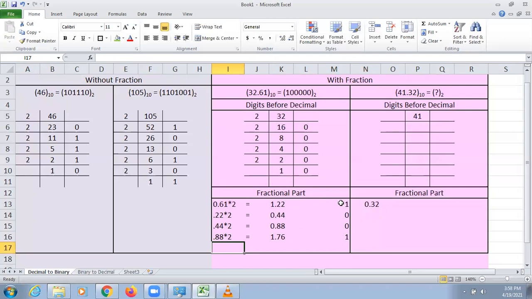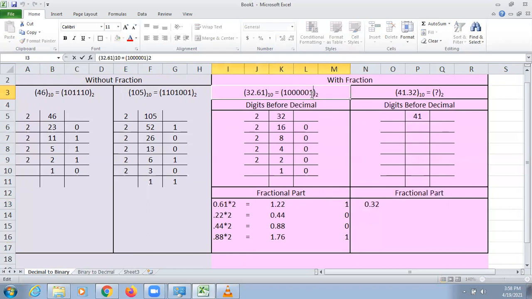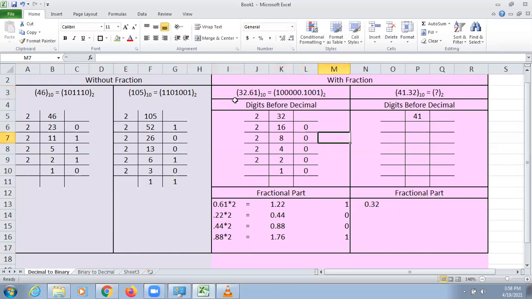And now this time you have to write the answer from the numbers which we are getting before decimal. These numbers you have to write from top to bottom. Earlier we were writing from bottom to top, in reverse order, but this time the fractional part you have to write from top to bottom only. So the answer is 0.1001.